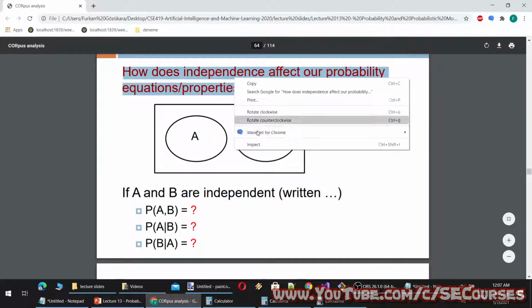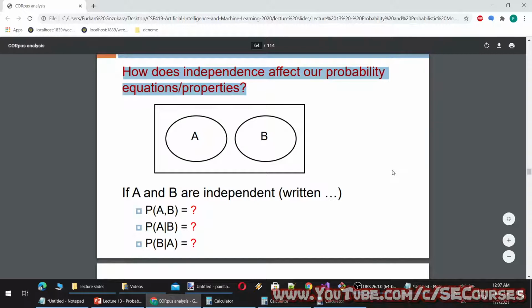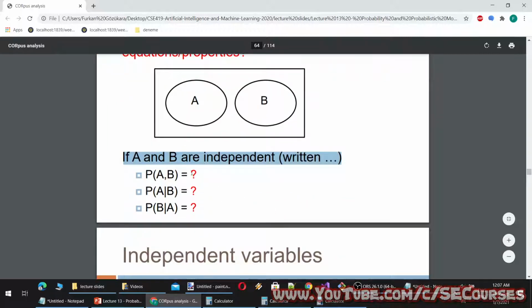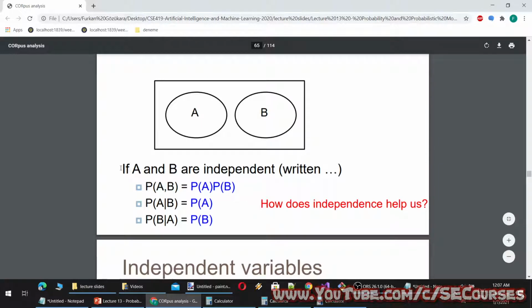Independent variables. How does independence affect our probability equation's properties? If A and B are independent, what is the probability of A and B? What is the probability of A when B happens? What is the probability of B when A happens? Okay, so let's see them. If A and B are independent, the probability of A and B is equal to P(A) multiplying with P(B). So this is about independence.